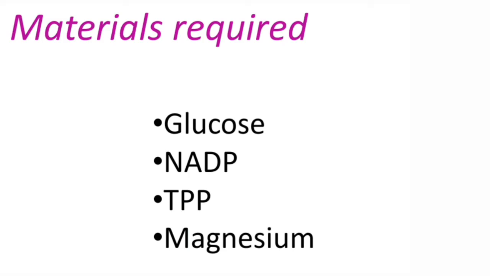Coming to materials required for this pathway, glucose, it is a starting material, and NADP, the coenzyme form of niacin, TPP, thiamine pyrophosphate, and magnesium.